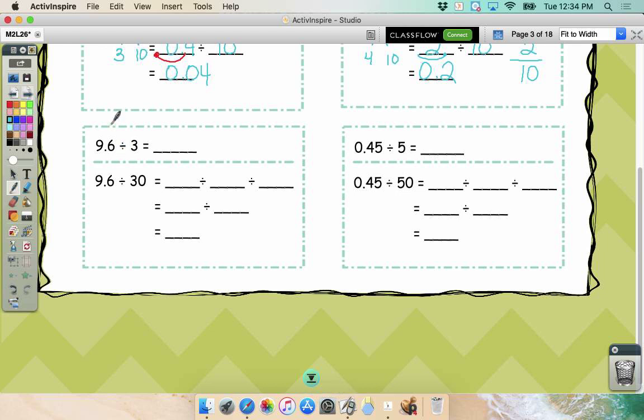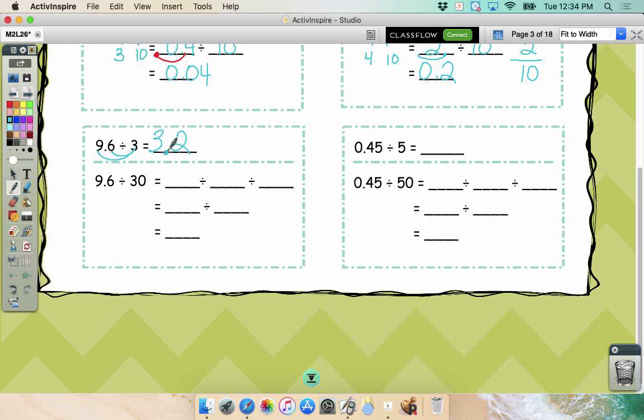9.6 divided by 3. And when I do this, I'm just going to ignore the decimal and just think of 96 divided by 3. Think about it. This is how I did it earlier. I did 6 divided by 3. What's that? 2. And 9 divided by 3. 3. And then I put the decimal in. Where does the decimal go? In the middle. In between.